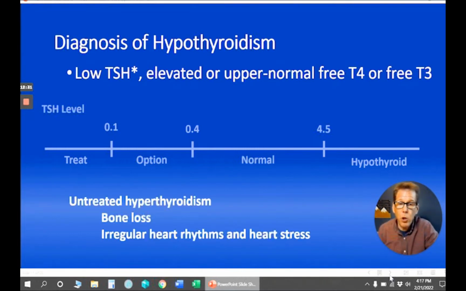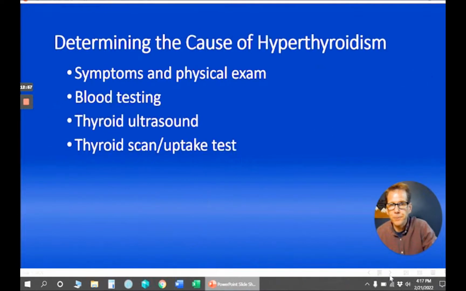And the concern with low TSH or untreated hyperthyroidism is that it does put a stress on the skeleton. So we see an increased rate of bone loss, and we see an increased rate of irregular heart rhythms and heart stress. So a heart rhythm called atrial fibrillation is more common in particular, and sometimes we see the heart muscle will actually thicken and enlarge when people have untreated hyperthyroidism.